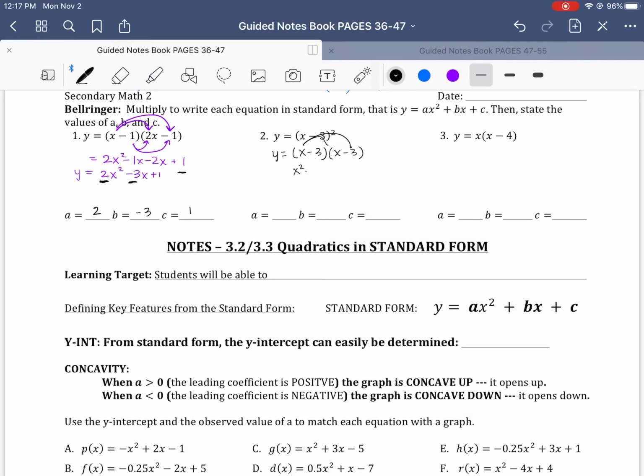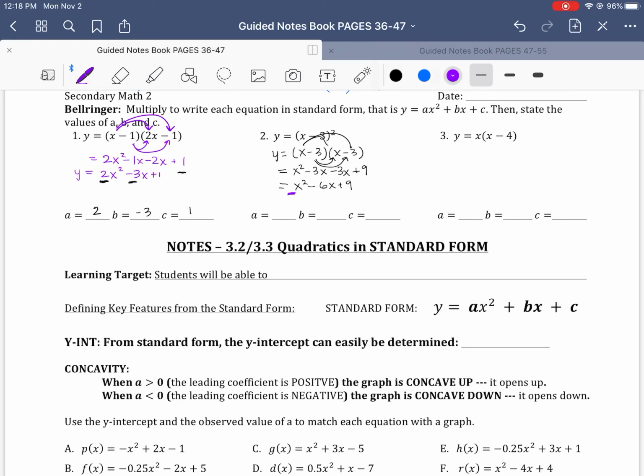We get x times negative 3 is negative 3x. Negative 3 times x again, negative 3x, and negative 3 times negative 3 is a positive 9. So when this one's in standard form, and we combine that middle term, we get x squared minus 6x plus 9. Again, the a comes from the value in front of the x squared.